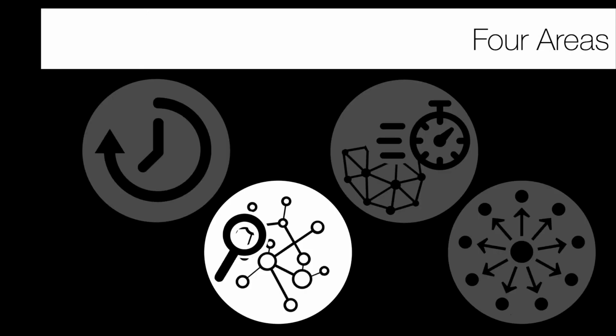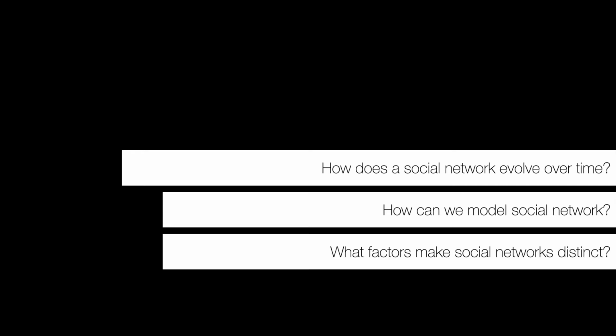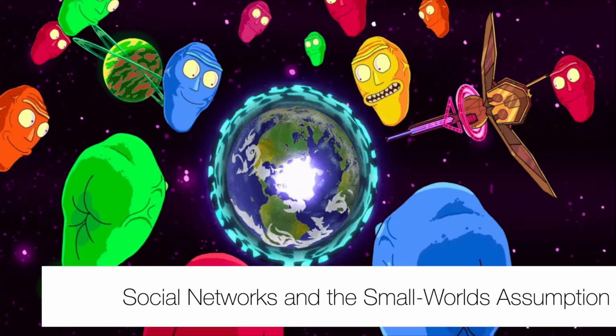Specifically, we look at models of social networks and how we can create social networks randomly or generate them through some mathematical modeling. So to answer this question about how social networks evolve over time, we first ask, how can we model social networks, and what factors make social networks distinct from other kinds of networks? The main assumption that we make when we deal with social networks is the small worlds assumption, which we'll talk about in a minute.